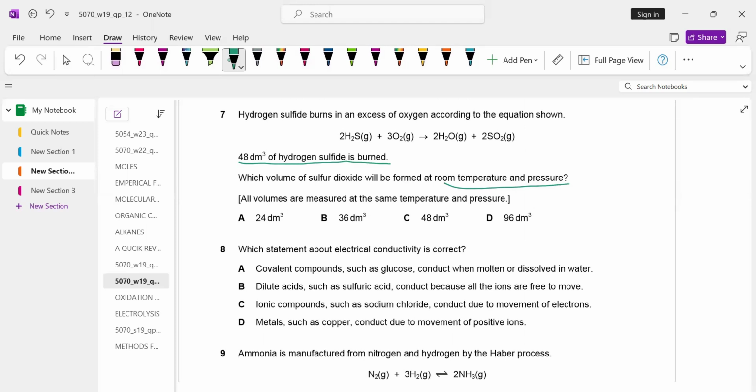Okay, so for this, firstly, you can see that 48 dm cube of hydrogen sulfide is burned, and they are asking you to find the volume of sulfur dioxide. So the equation is given. Now what you have to do is just use this equation to find out the volume of sulfur dioxide. You can see that 2 moles of hydrogen sulfide burns to give 48 dm cube.